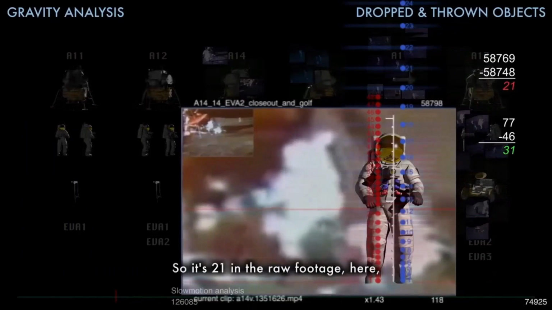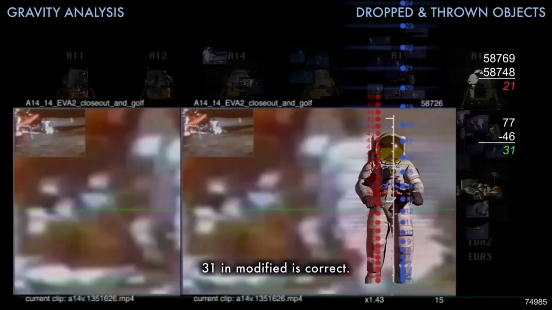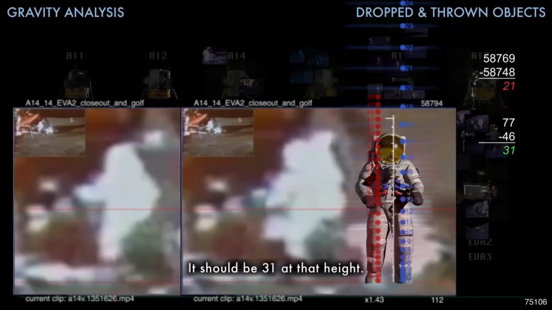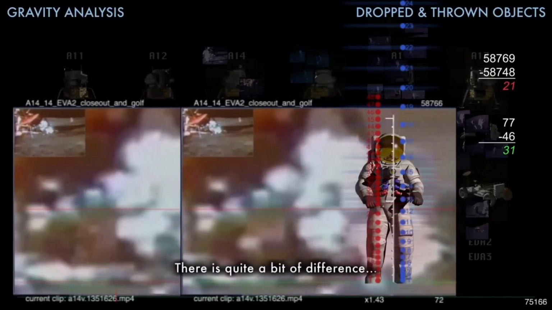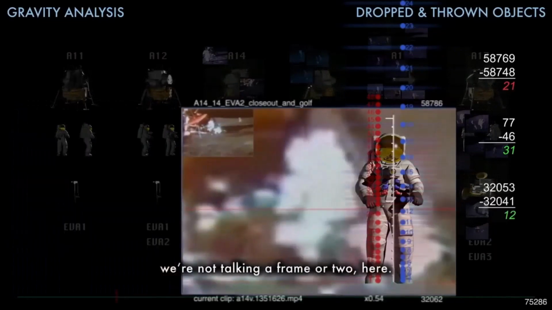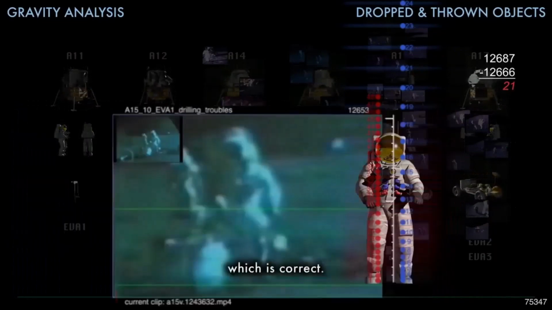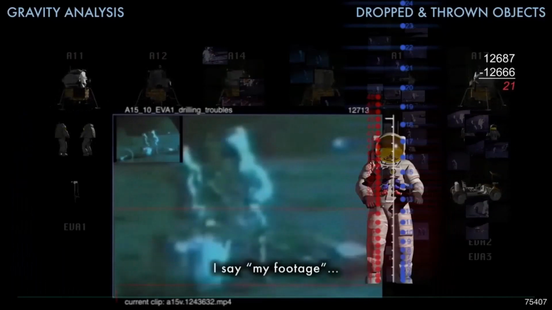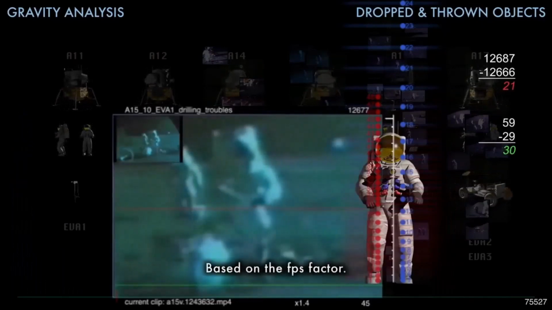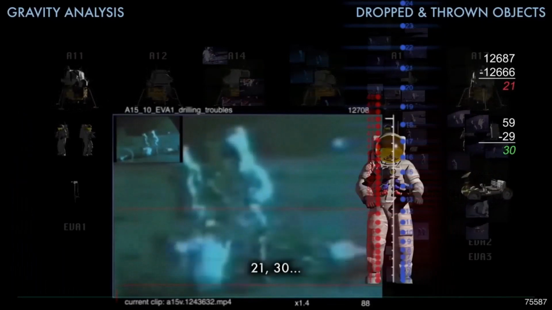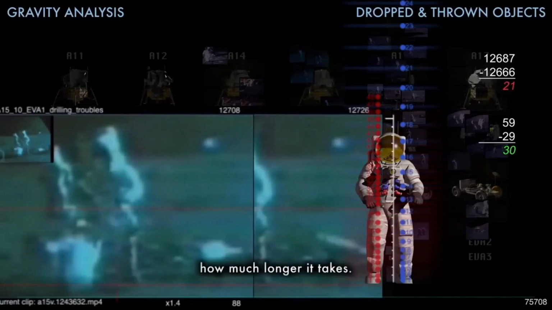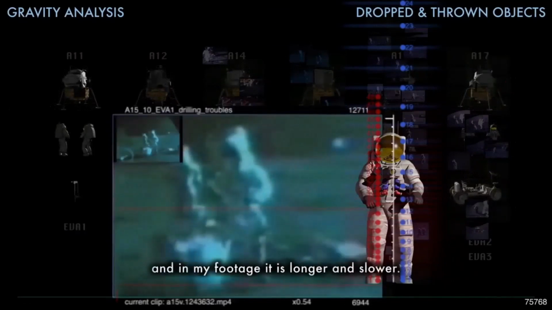So it's 21 in the raw footage here, and 31 in the modified is correct. See the difference? It should be 31 at that height. There's quite a bit of difference, 10 frames, so we're not talking a frame or two here. And in my footage it is 12, which is correct. I say my footage, my modified version of the footage, based on the frames per second factor. 21, 30. You can see how much longer it takes, and in my footage it is longer and slower.